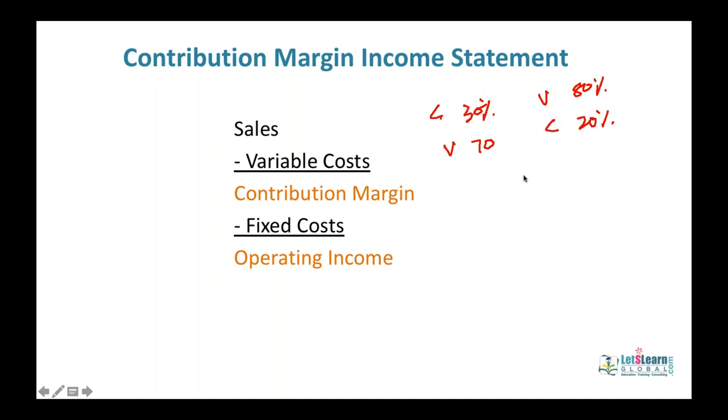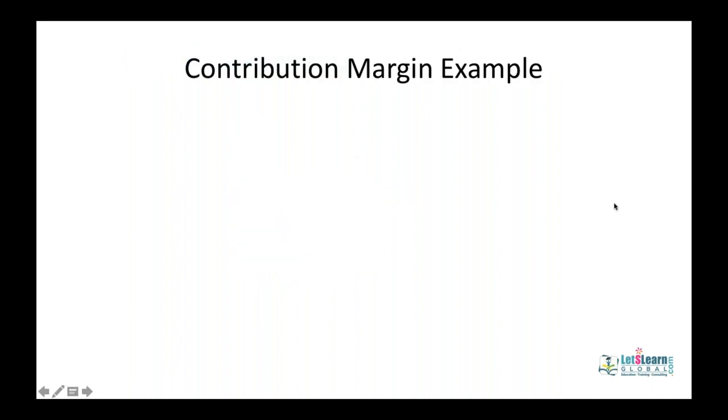So S includes V. When you remove V from S, you will get C. See, V was 80%, so C is 20%. So if you control your variable cost, your contribution will increase. This is what is explained by the contribution margin. Contribution margin is usually expressed in percentage or in a dollar amount.